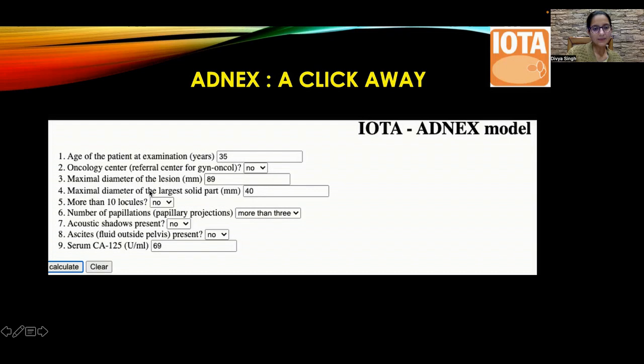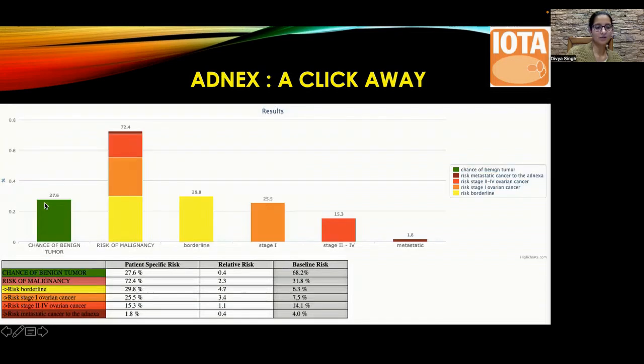Then you see the maximum diameter of the largest solid part. It's around 40 millimeters. More than 10 locules, no. Number of papillary projections, more than 3. Acoustic shadowing, no. Ascites, no. And serum CA125. Remember, even if you don't have the serum CA125 at the time of performing the scan, you can still get a risk with ADNEX. You press calculate, and this is what the ADNEX gives you.